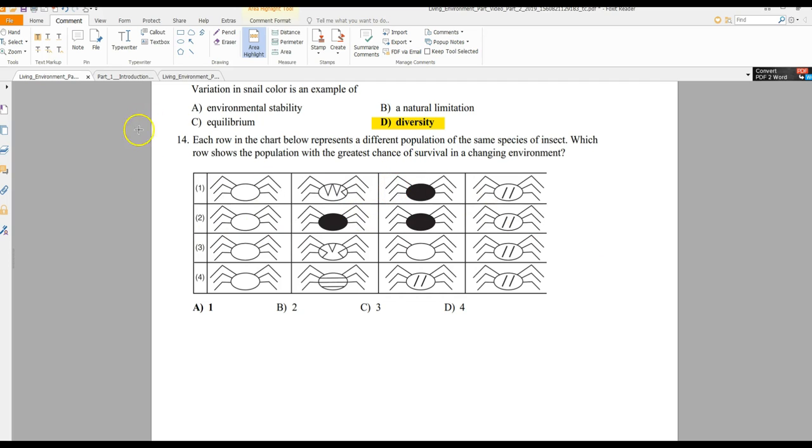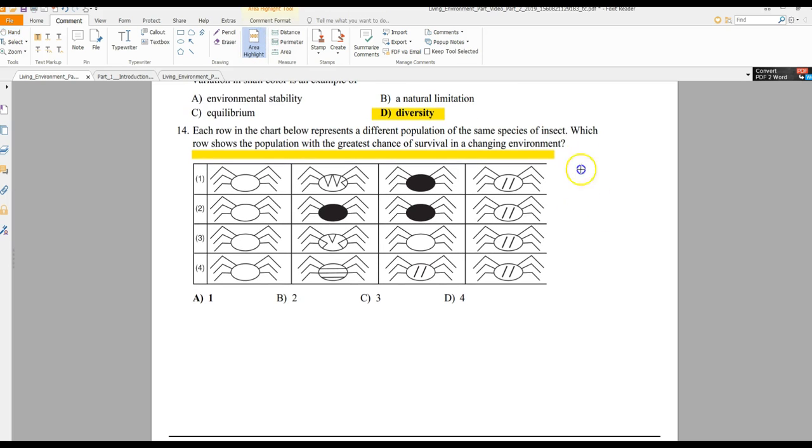Here we're looking at the rows. Which row? Row goes this way. Columns go this way. Okay? So, which row shows the population with the greatest chance of survival? In order for a species to survive, they have to have diversity. So which one of these rows has the organisms with the most diversity? Well, let's see.